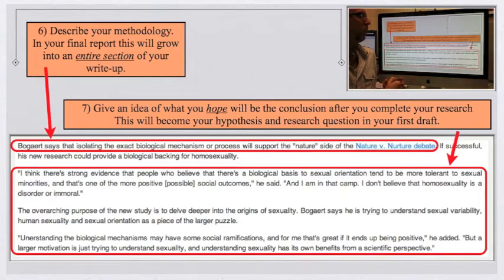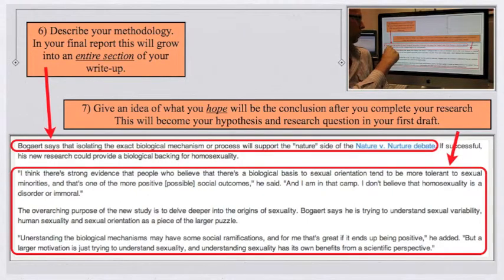Point number 7, give an idea of what you hope will be the conclusion after you complete your research. This will become your hypothesis and research question in your first draft. So you're looking for something to support your way of looking at this research, your interpretation of this research, your idea about where you would go if you had the resources to do your own research, building on this as historical data.